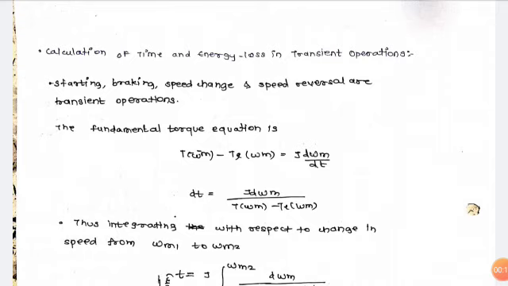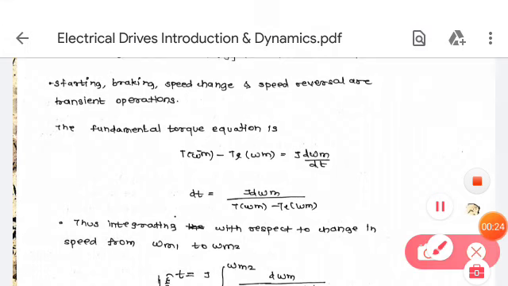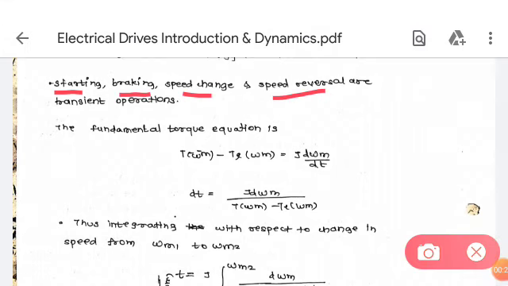Now I'm going to tell you how we can calculate energy loss in any transient operation. Transient operations are starting, braking, speed change, speed reversal. Every drive takes some time to perform these operations. That time depends upon some parameters, which we are going to derive.